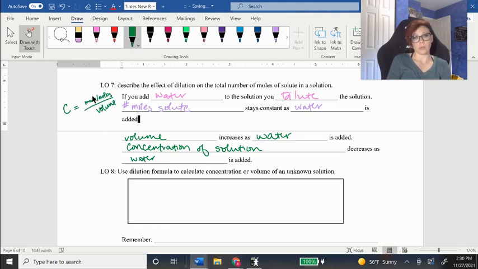So when this stays constant, it's not moving, you're not adding anything to it. All you're adding is water, which is increasing your volume. That's going to decrease your concentration. This guy stays the same. He doesn't change. Okay. So that was learning objective 7. Describe the effect of dilution on the total number of moles of solute in the solution.